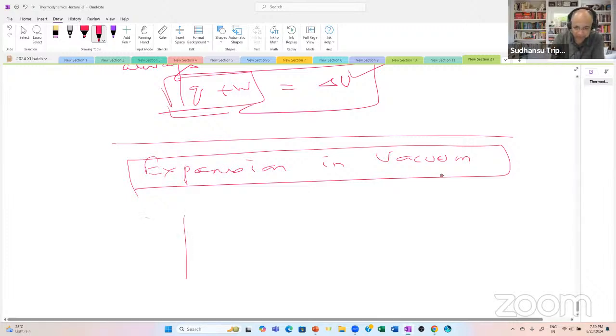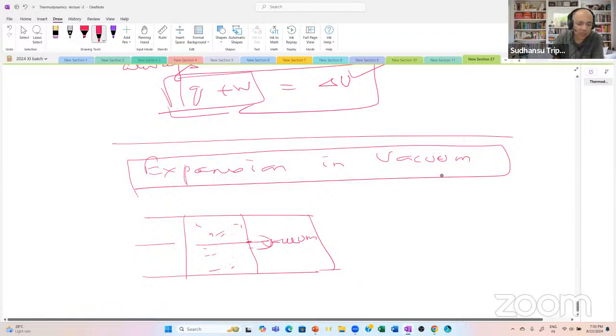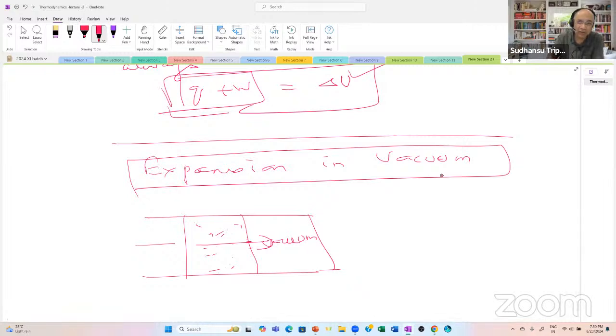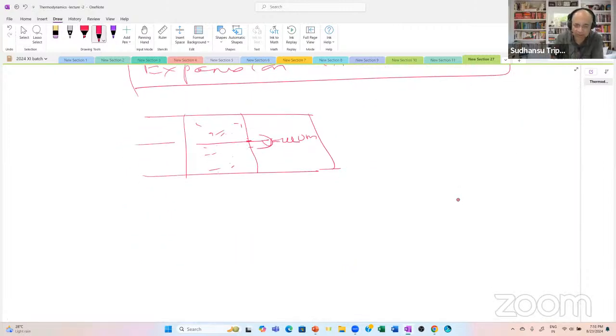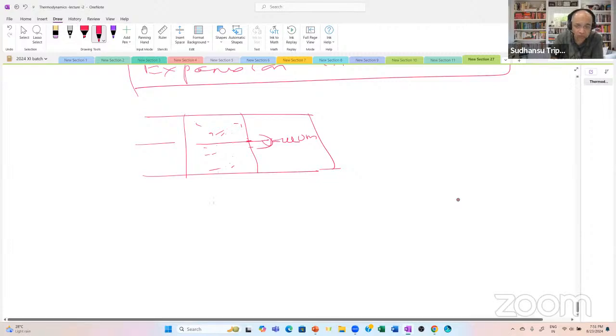Supposing you have gas here, and here is vacuum. No, nothing. Literally nothing. Here is gas. And you open a small hole. So the gas is expanding into vacuum. There is no pressure. It will expand indefinitely. So when it is expanding in vacuum, this pressure is equal to 0. Vacuum means there is no pressure.